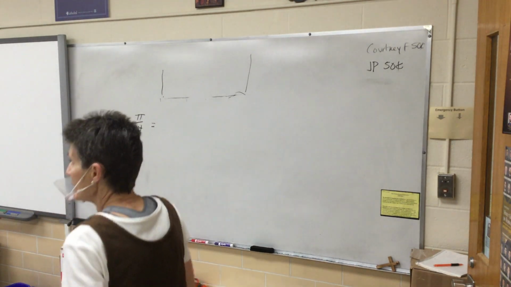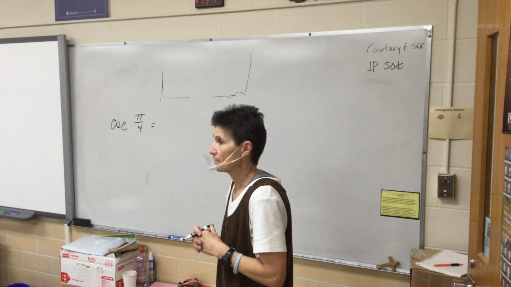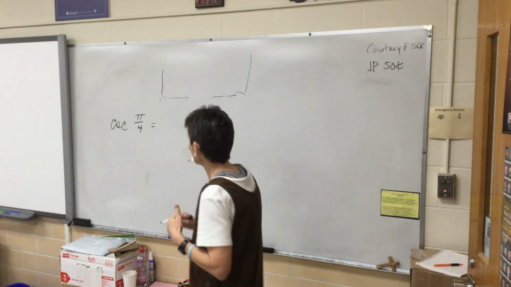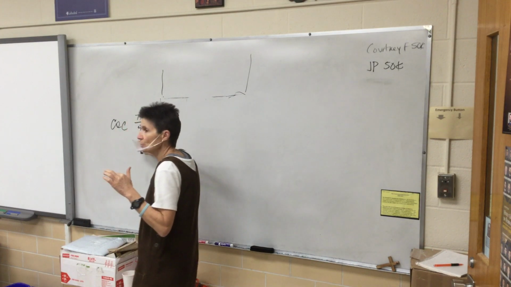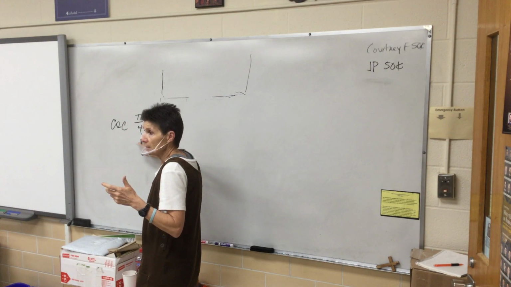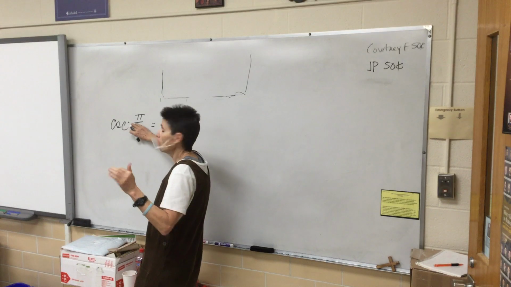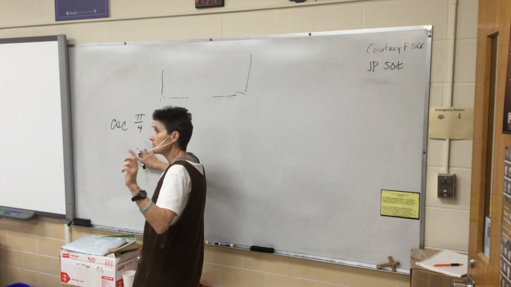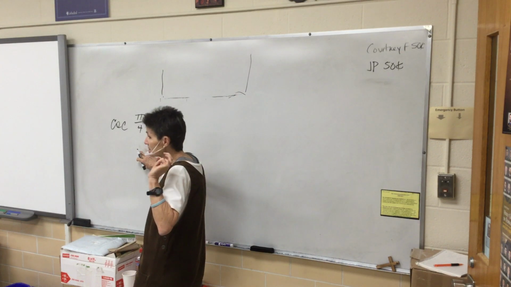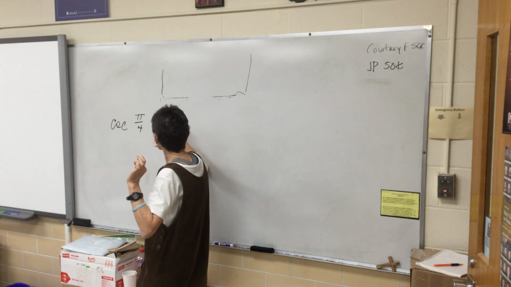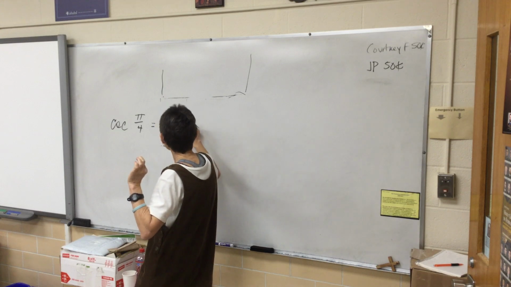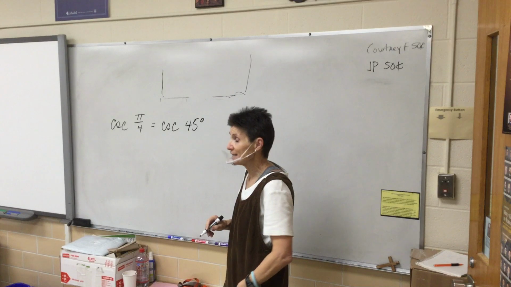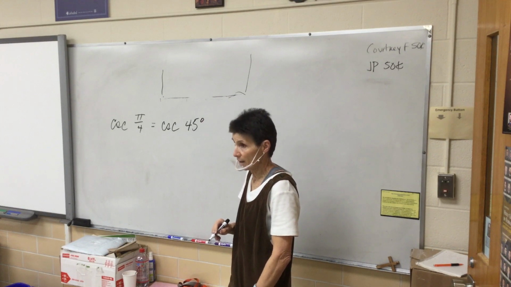Remember from yesterday how we started these. We did 180 divided by 4. In other words, we changed this into a degree. So this is pi, if all we had was pi, we'd know that would be 180. But it's divided by 4, so 180 divided by 4 is 45. So we have a 45 degree angle that we are finding the cosecant of.